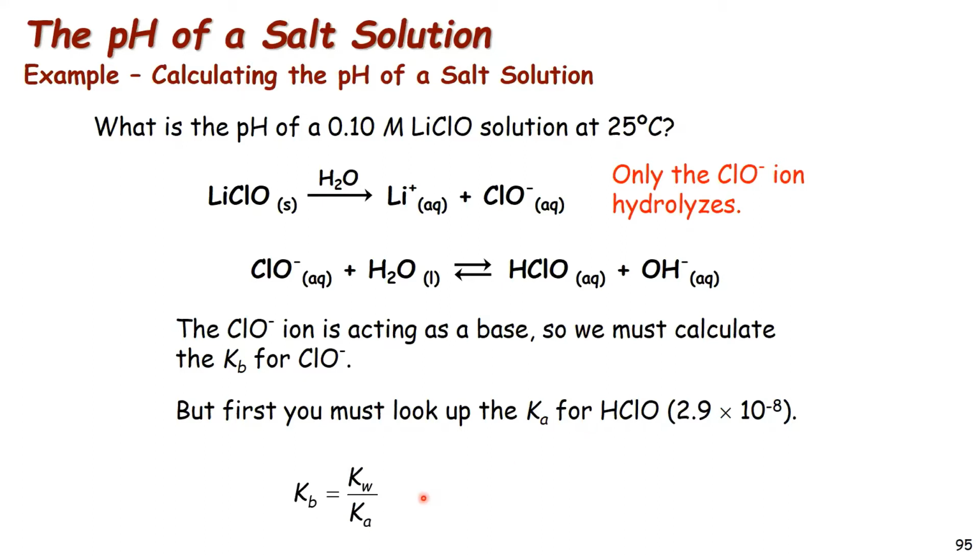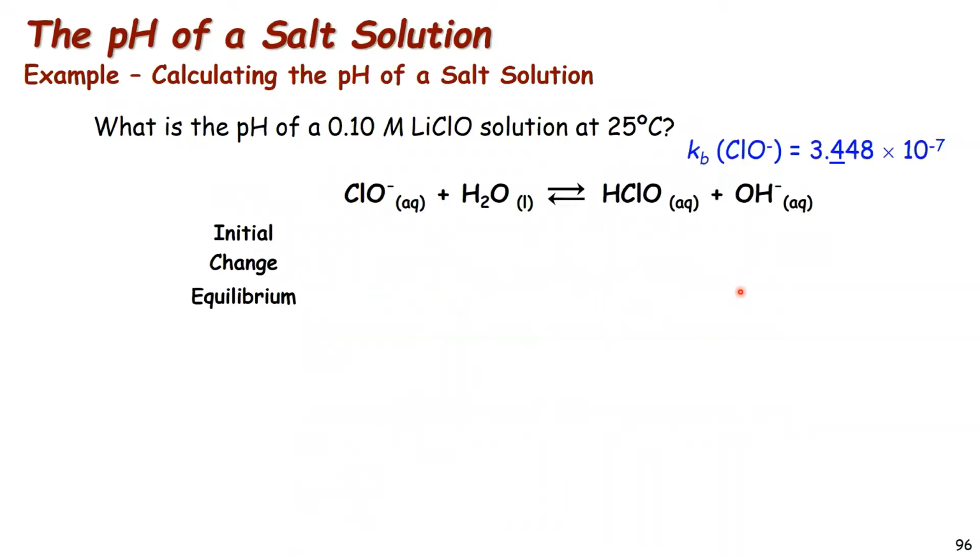We know that Ka times Kb is equal to Kw, so we're going to rearrange the equation for Kb. That's going to be Kw over Ka. Kw is a value that we know. That's just 1.0 times 10 to the negative 14. And the Ka, we already looked up for hypochlorous acid. So that's going to give us a Kb of 3.4 times 10 to the negative 7. Okay, so now we know the Kb for this reaction, so we can set up the ICE table.